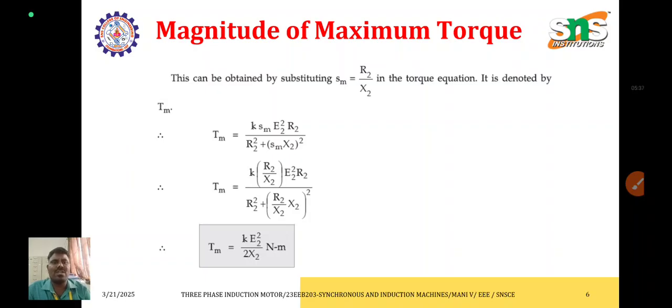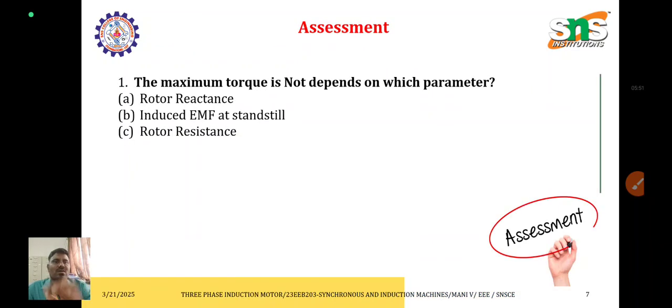This can be substituted in the torque equation, and while simplifying, we get the maximum torque magnitude equal to K2 into E2 square divided by 2 into X2 Newton meter. So this is an assessment: the maximum torque depends on which parameter, the rotor reactance, the induced EMF at standstill condition, or the rotor resistance? Put your answer in the comment section.